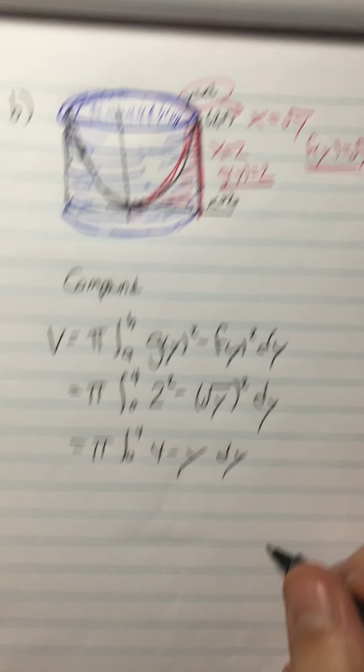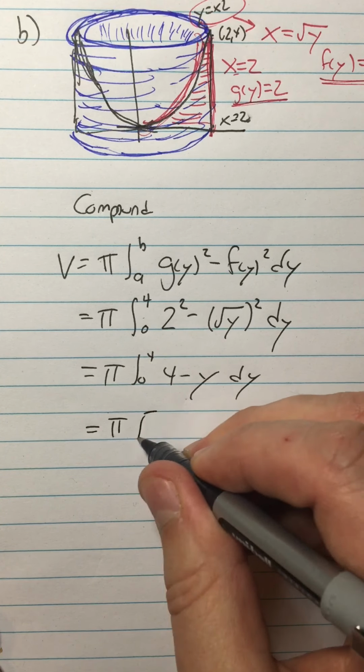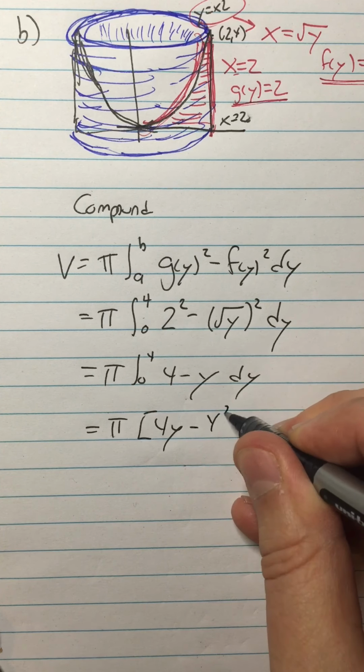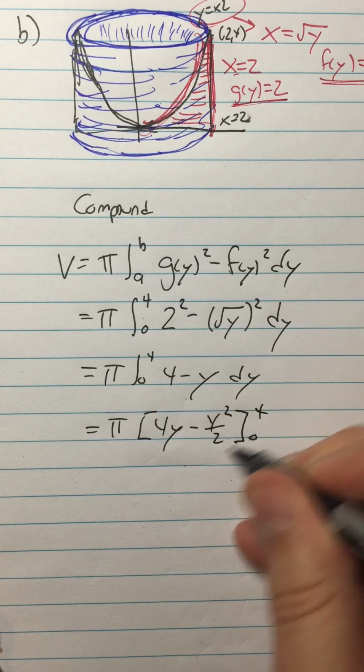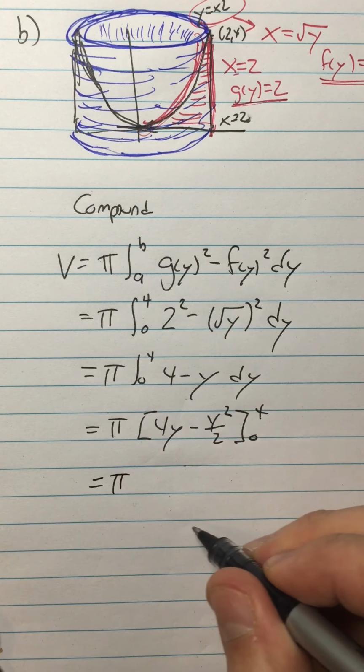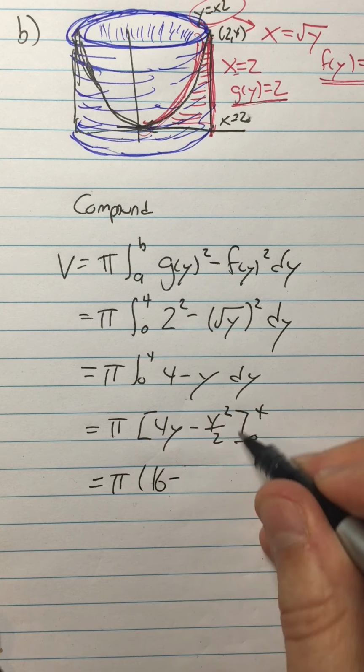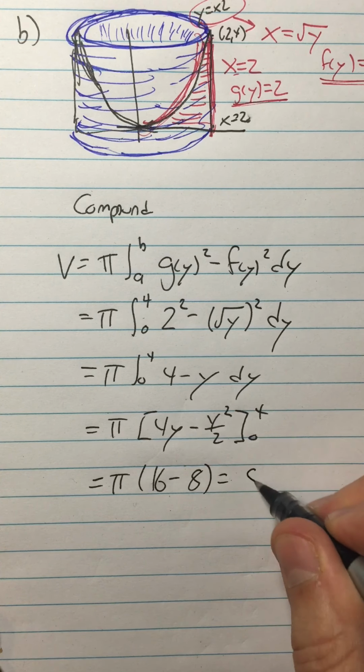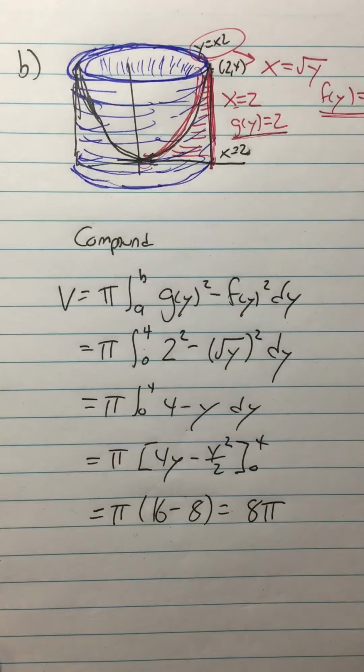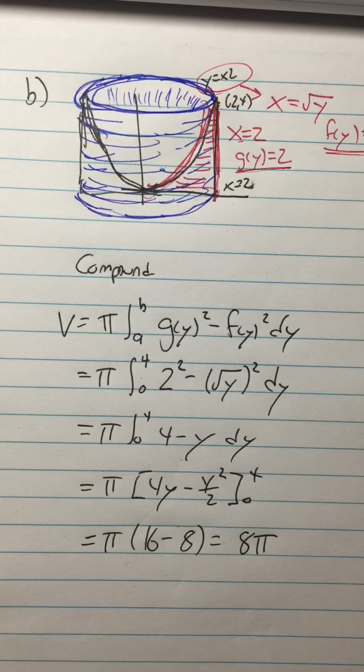What could be easier than that? It's pi times 4y minus y squared over 2, going from 0 to 4. The 0 gives us zeros, so we can just go 16 minus 16 over 2, which is 8. It's 8 pi again. Ta-da! All right, that's the volume.